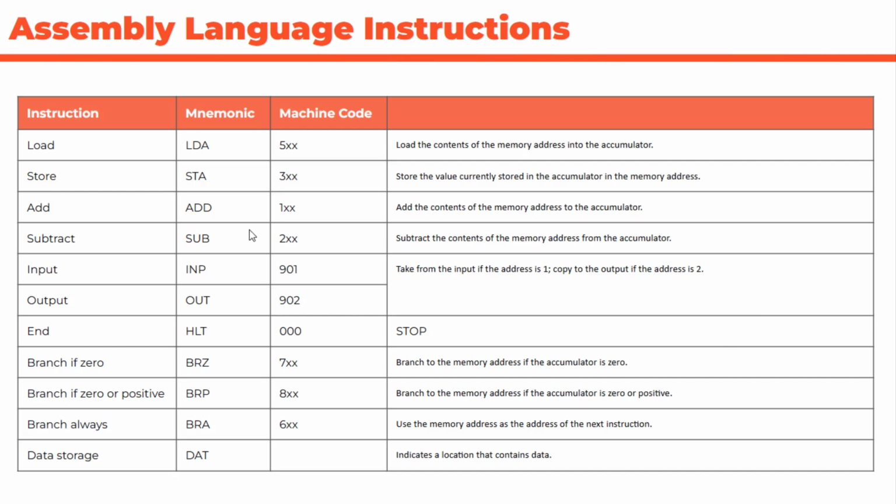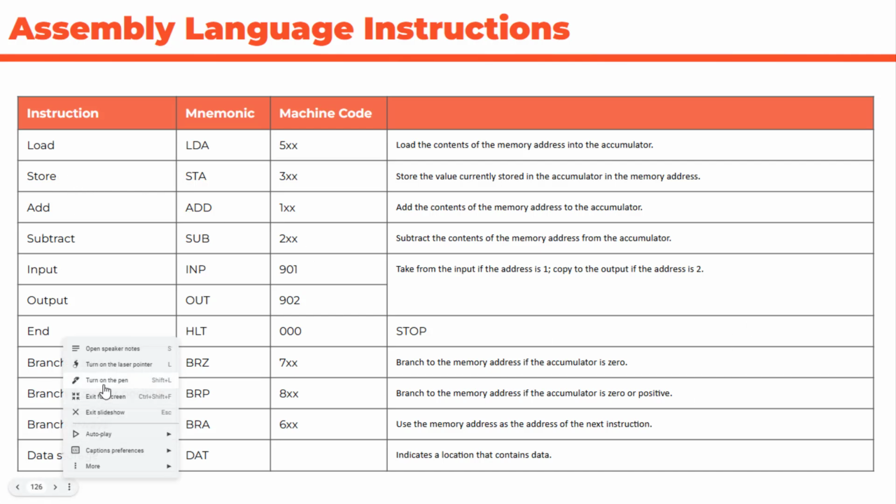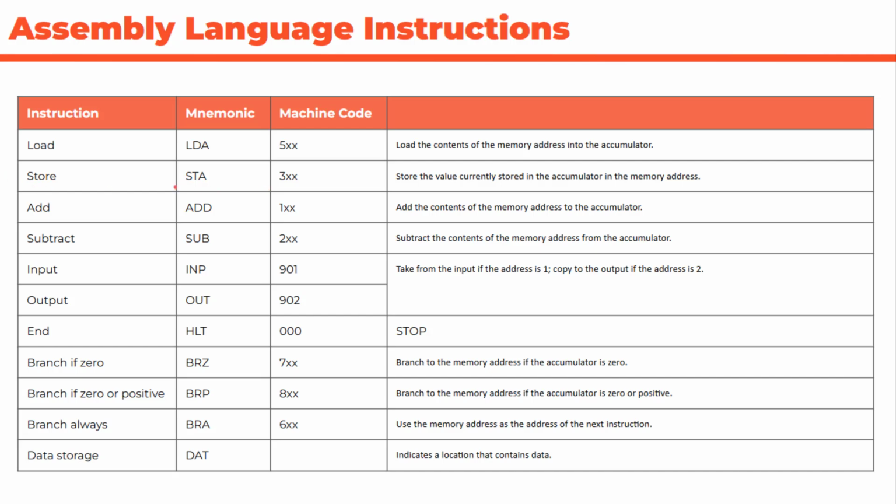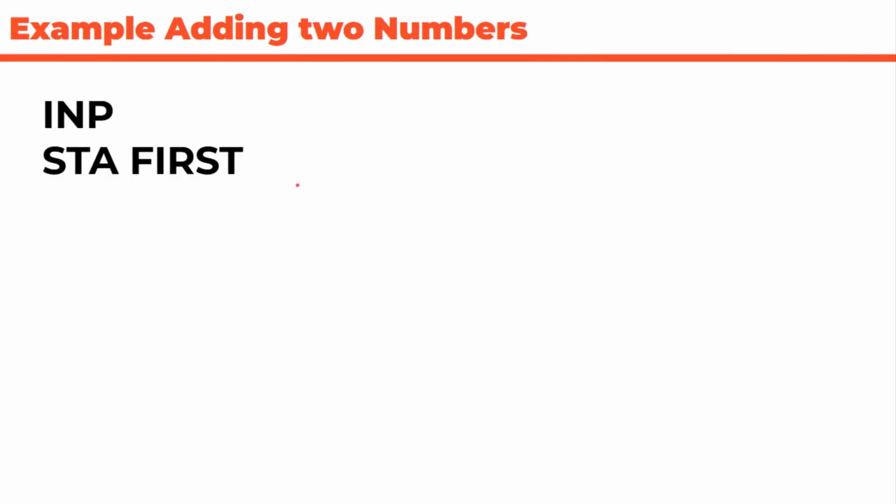Now, in the previous table, you can see there that the store command, let me just get my pen, has STA and it's 3 and then XX for an address location. Now in here you can see that I've put STA first. First is my memory location. I've just given it letters instead of a number there. So STA first: we store the input from the user in a location called first.